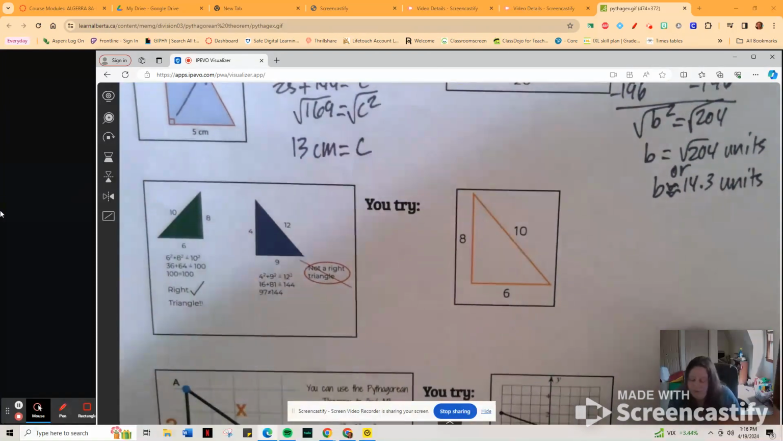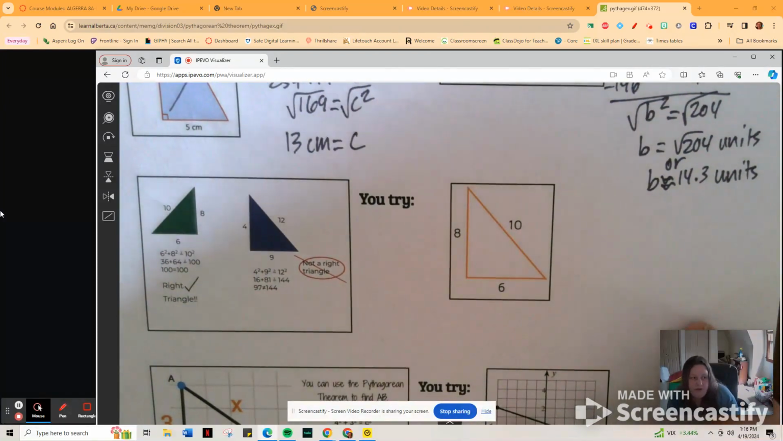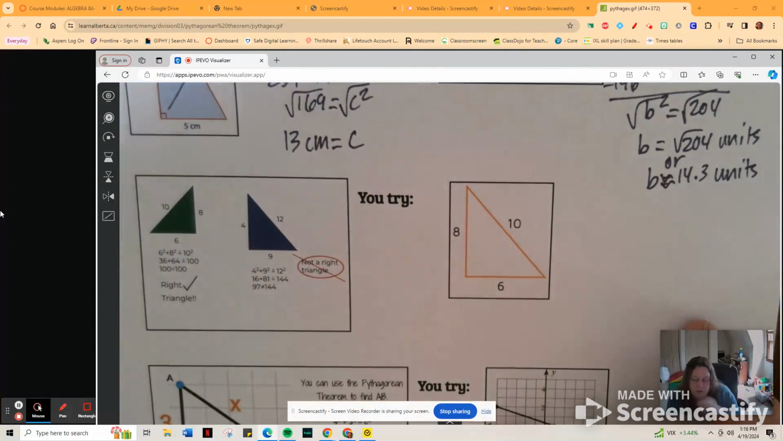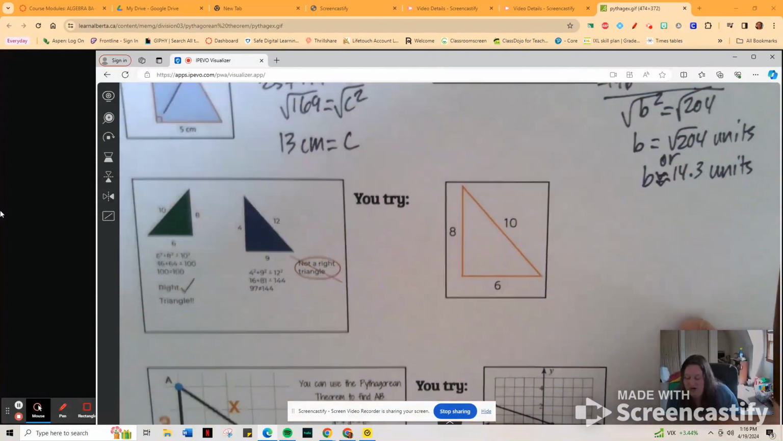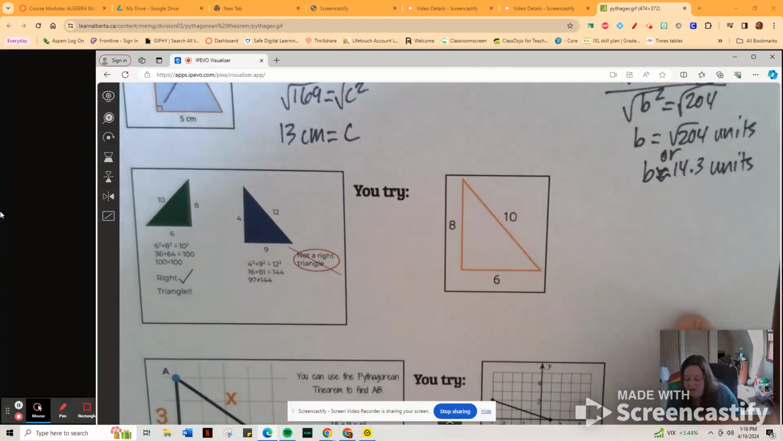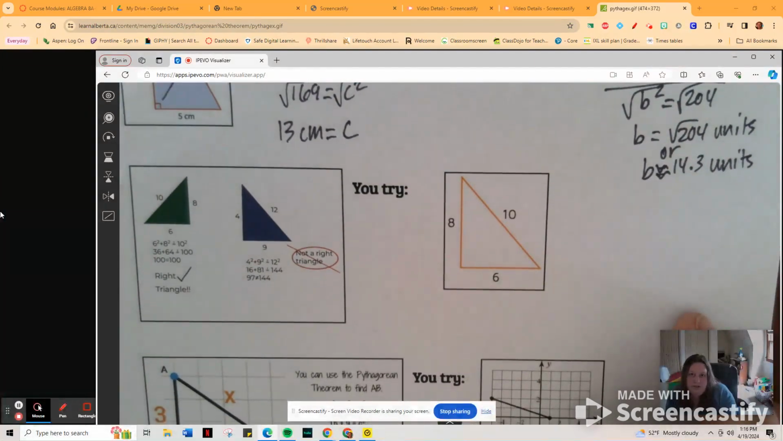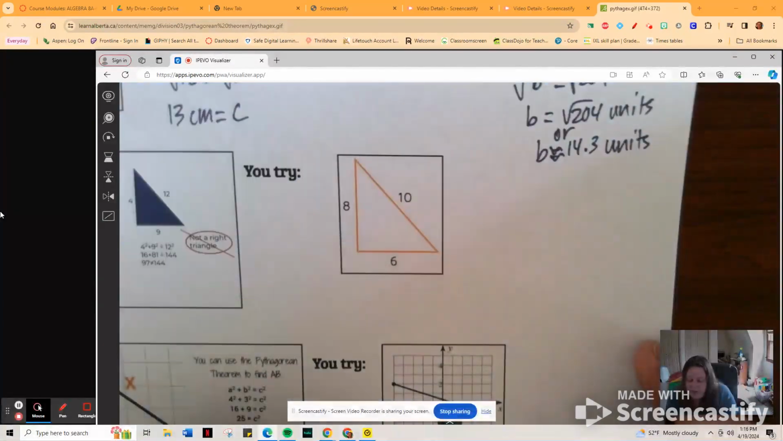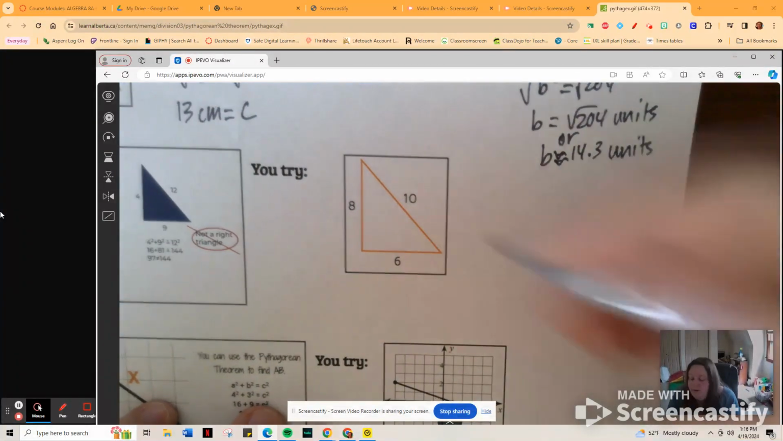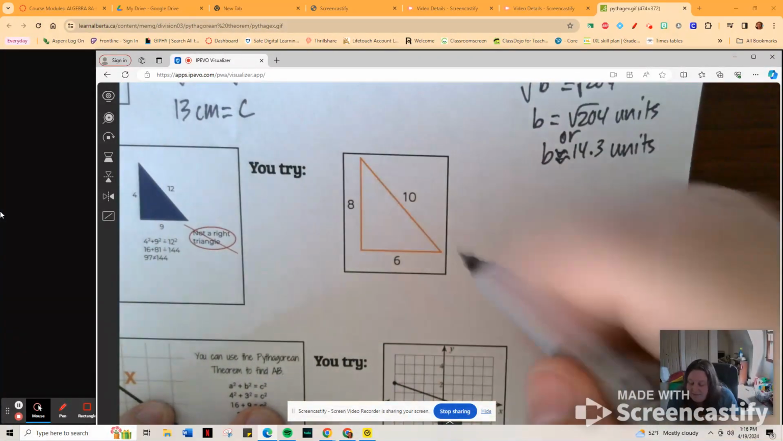All right, so we also have what we call the converse of the Pythagorean theorem. That states that if I add the squares of the two smaller sides of a triangle and it equals the square of the largest side, then it is a right triangle, okay? So we're going to check this out. So we have 8, 6, and 10.